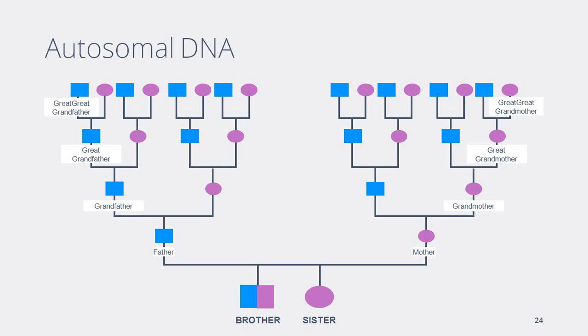Now, the autosomal DNA, on the other hand, looks at all ancestral lines. So we're not going to erase all those ancestors in the middle, because with autosomal DNA we can connect with any of our ancestors, male or female, doesn't matter. So that's completely irrelevant here.